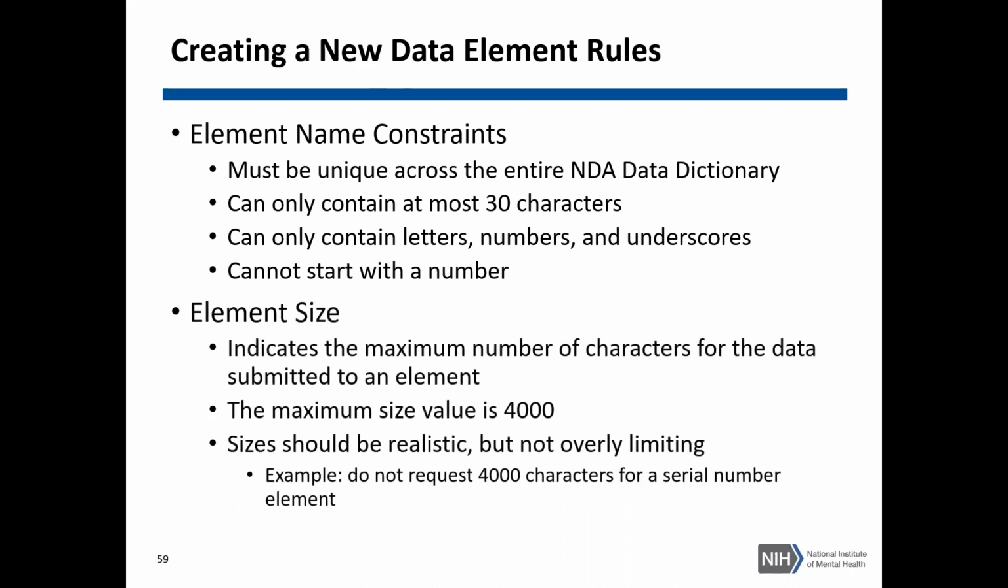The size of a data element indicates the maximum number of characters allowed in the data submitted to the element. The maximum value you can put for a size is 4,000, but we ask that you enter an appropriate but not overly limiting size when possible. For example, if you have a data element asking for something like a serial number or maybe the name of a manufacturer, then the size should not be 4,000 characters. It should be something more appropriate.